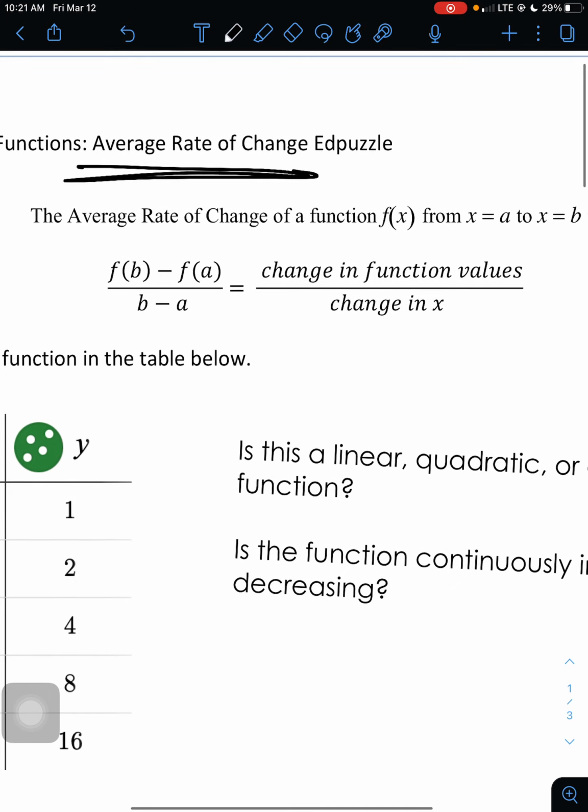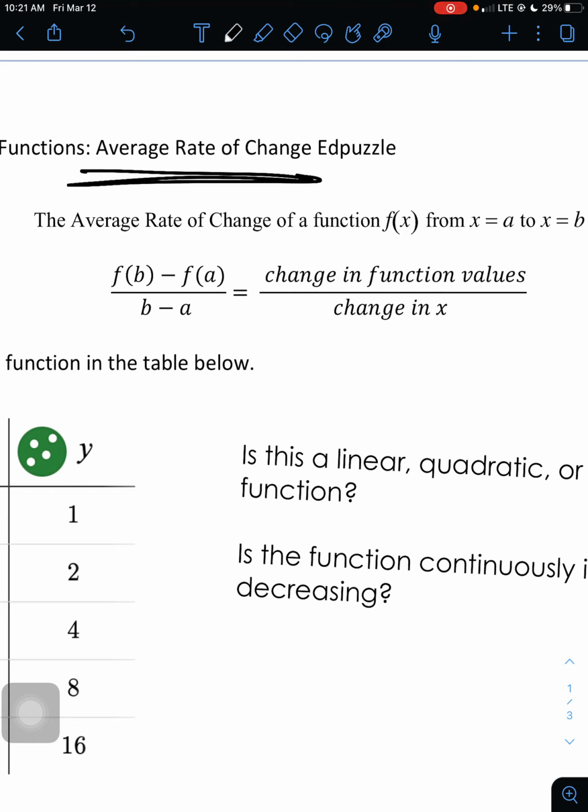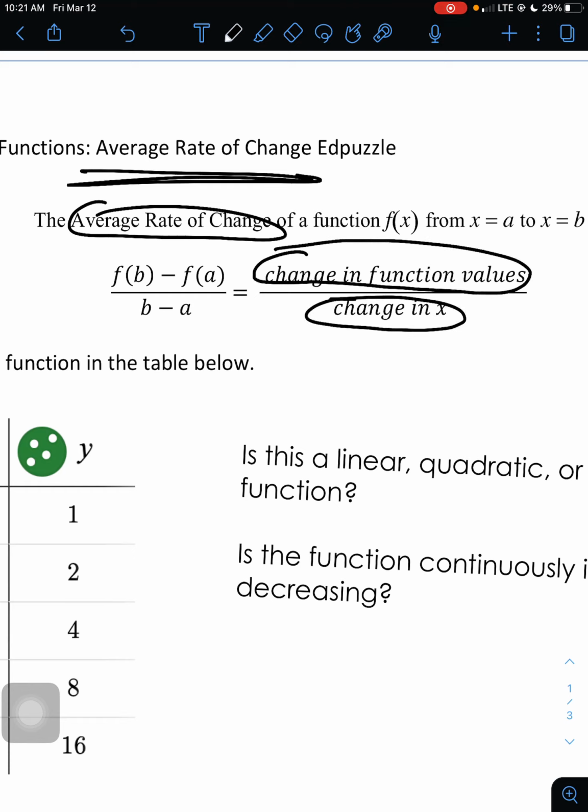I want to revisit a formula that we talked about back in Unit 2 with the linear equations. We know that the average rate of change is going to be the change in our y values over the change in our x values. So how back then we used to do rise over run, that's the same thing as the change in y over the change in x. So that's what we're going to be doing.